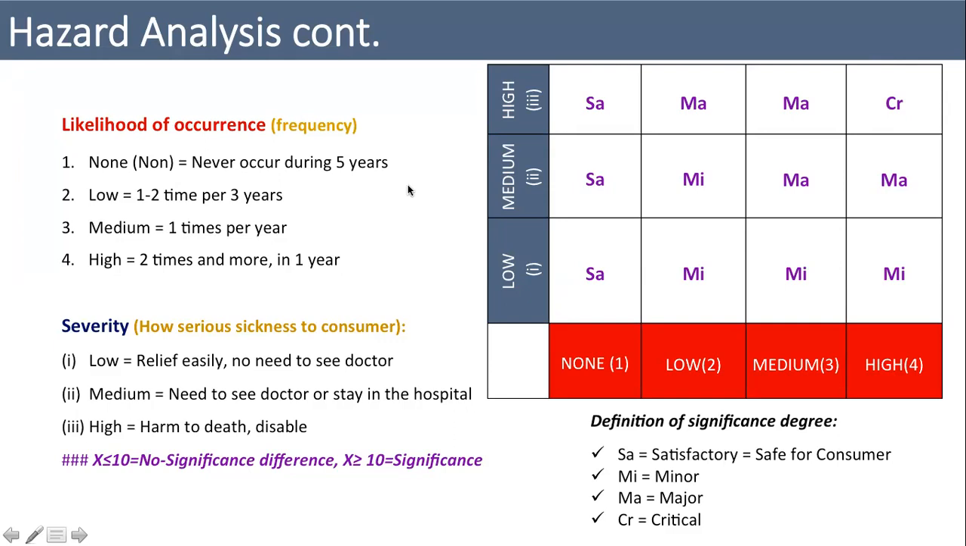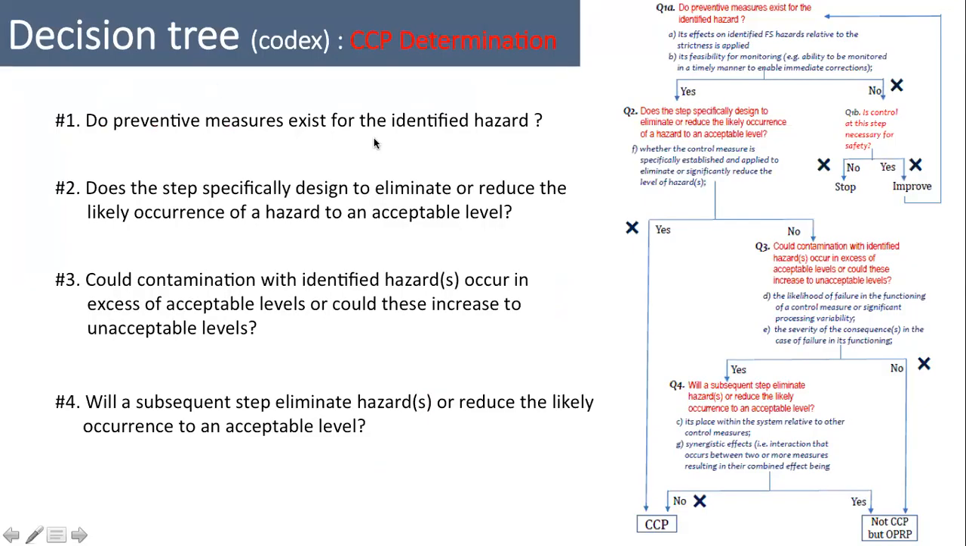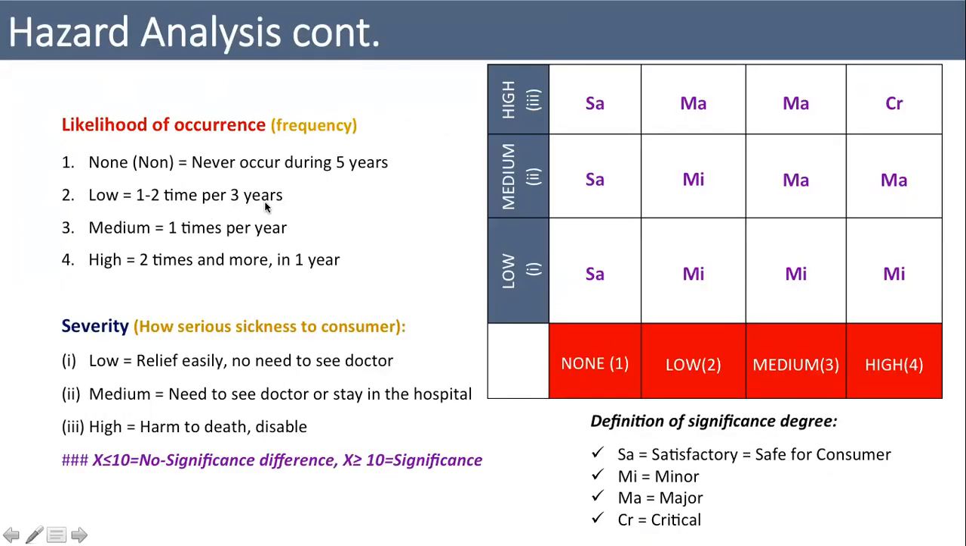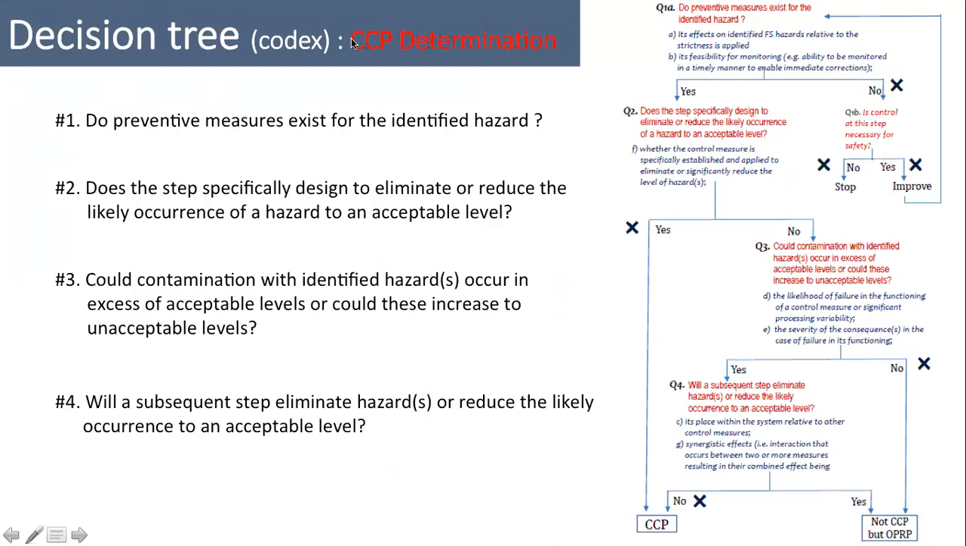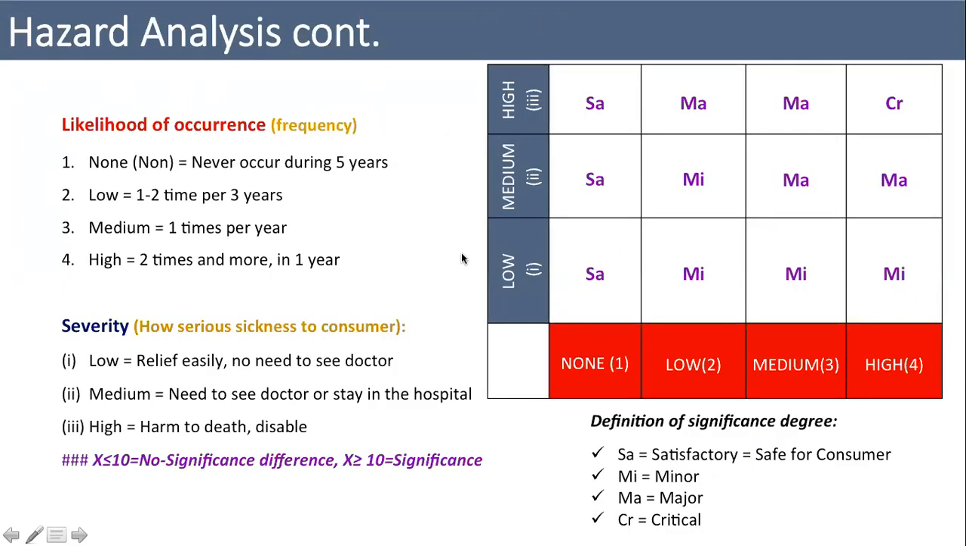Then I explained 2 methods: this decision tree and this table. And you can recheck using this table whether the decision you have taken using the decision tree is correct or not.